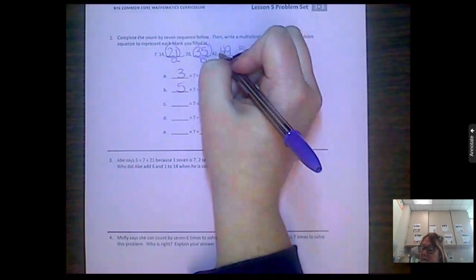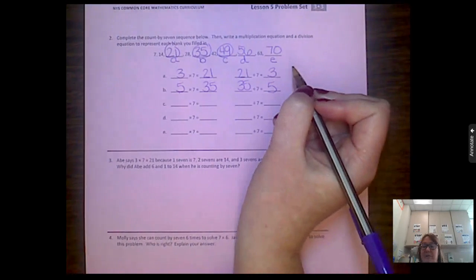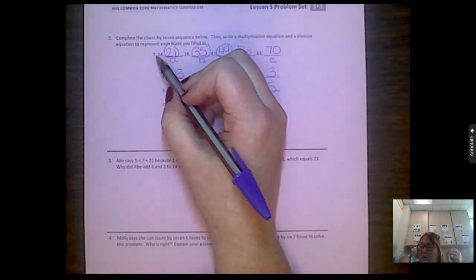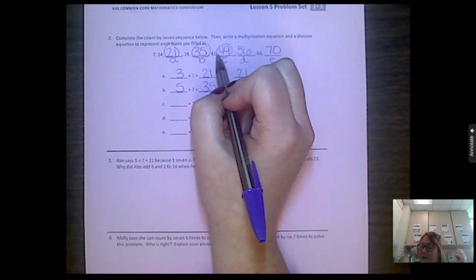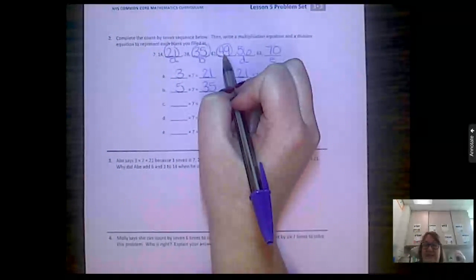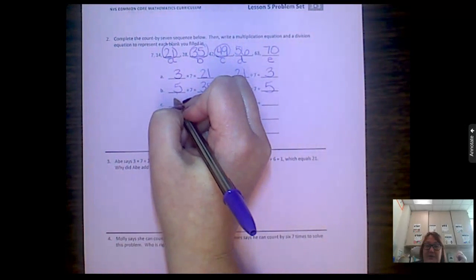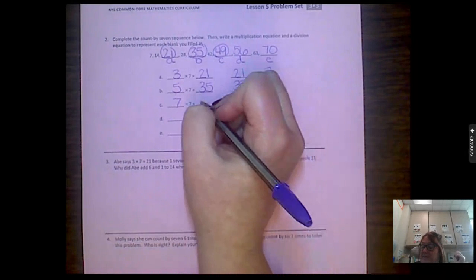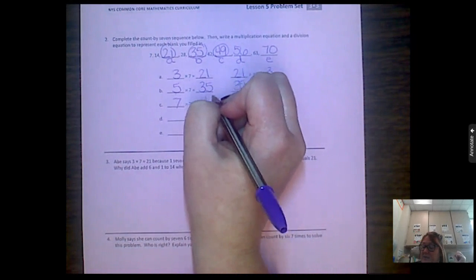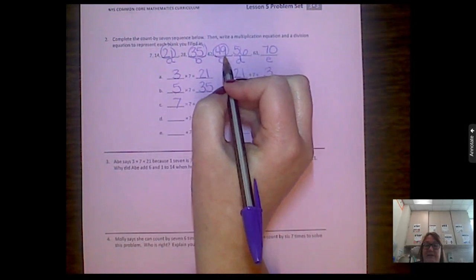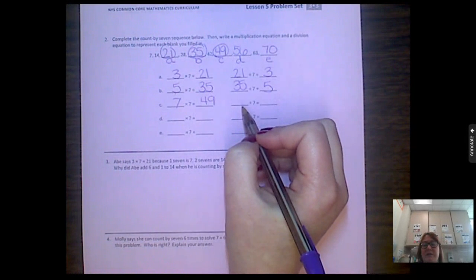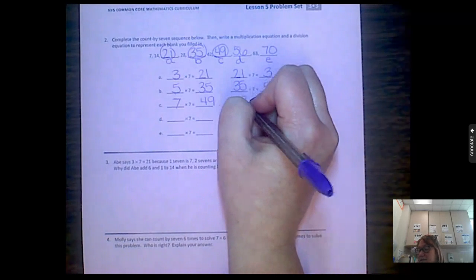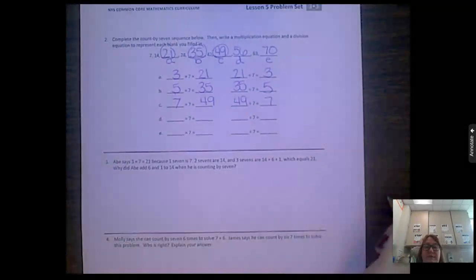So for C, we had 49. I want to count and see how many sevens I had to count until I got to 49. So 1, 2, 3, 4, 5, 6, 7. I counted 7 sevens to get to 49. So what number goes right there? 7, because it's 7 sevens. 7 times 7 equals 49, because that's my total when I count my 7 times. What number comes first in our division sentence? 49. So 49 divided by 7 equals 7.